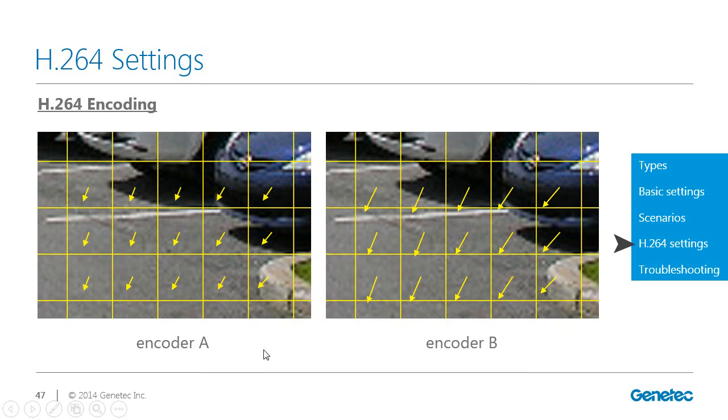If we take a look at our motion vector example again, one encoder here, so let's say this is encoder A, may interpret the change as vectors of this size, while another one we have our encoder B. It's the exact same image, the exact same movement, but it's going to interpret that as a larger motion vector.